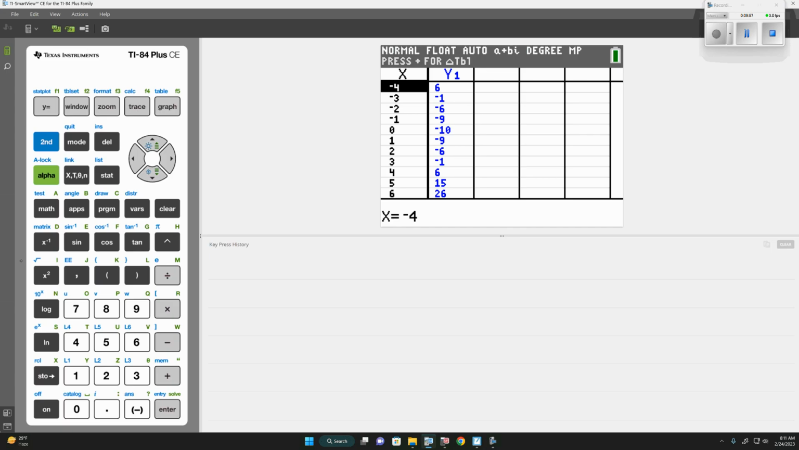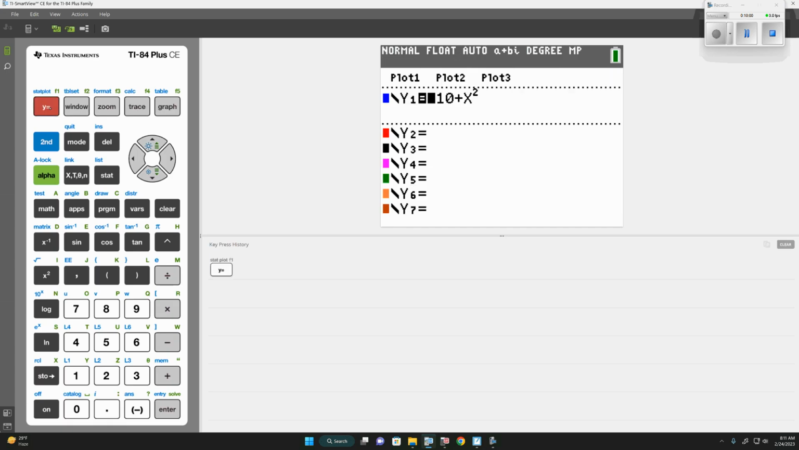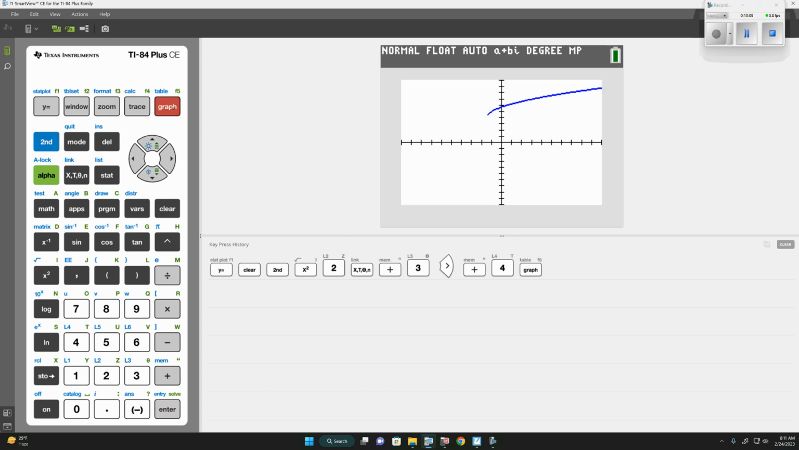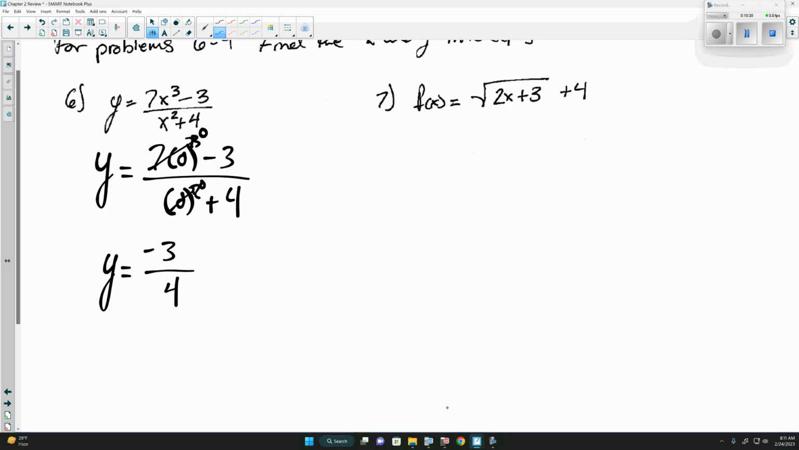So like number 7, I could go y equals, say, the square root of 2x plus 3, plus 4, and hit graph. Does it have an x-intercept? No. So there's no spot where I can plug 0 in for y and get a value for x. And we could do that mathematically.